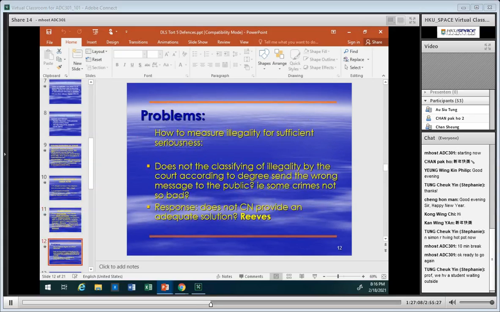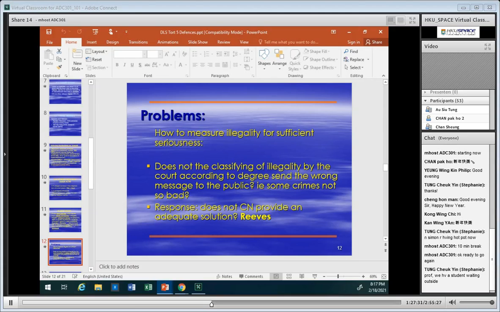And that's the question that's posed on the screen. How do you measure illegality for sufficient seriousness? Also, again, this is more academic argument. Does not the classifying of illegality by the court according to degree send the wrong message to the public? That is, some crimes are not so bad. Well, I mean, not wearing a seatbelt, that's fine, okay.